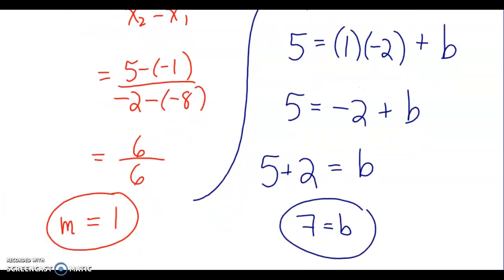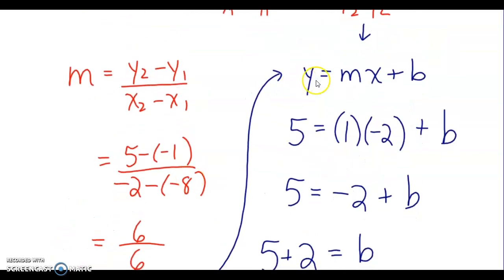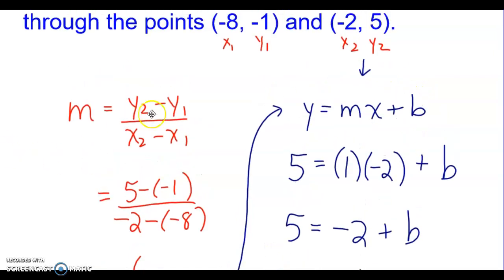I'm going to take this 1 and now plug it into my general equation y equals mx plus b. Slope is 1. Now, I have to solve for my y-intercept. Well, there's an x and a y in my equation, and I have 2 points given to me. All I need to do is pick one of them, negative 8, negative 1, sub in for x, y, or negative 2, 5, sub in for x and y. Either point will give me the exact same solution for b. So I'm going to go ahead and plug in negative 2, 5.